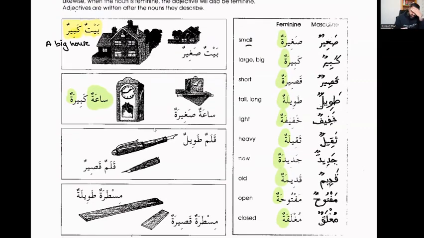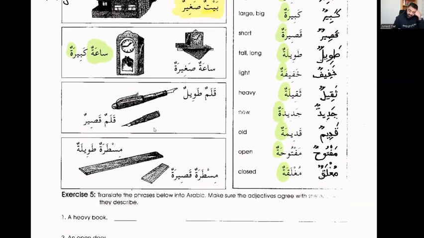So now if you go back to these examples, if you look at this example here, could somebody read that out for me? Baytun saghirun. Good. And what does it mean? Small house. Good. Male or female? A male. Very good, MashaAllah. Okay, that's it.